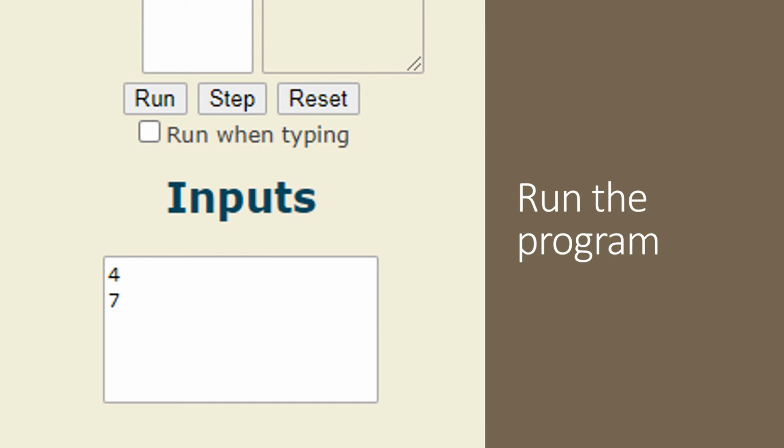This program will require some inputs, because it takes two data inputs, so type two numbers, whatever numbers you want. I've chosen 4 and 7. Type them in the input box, and then you can click on Run to run the whole program, or on Step to step through the program line by line.